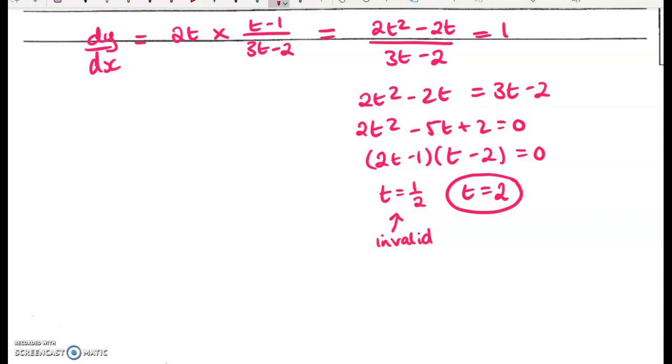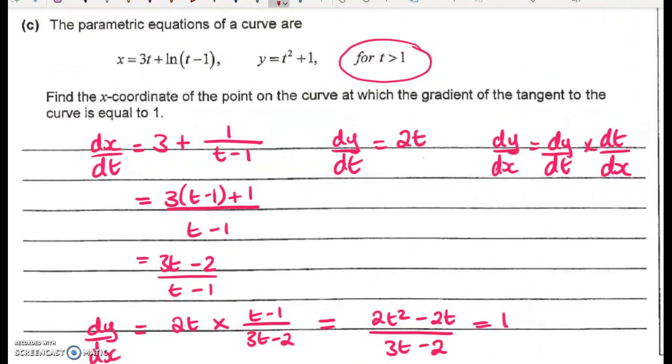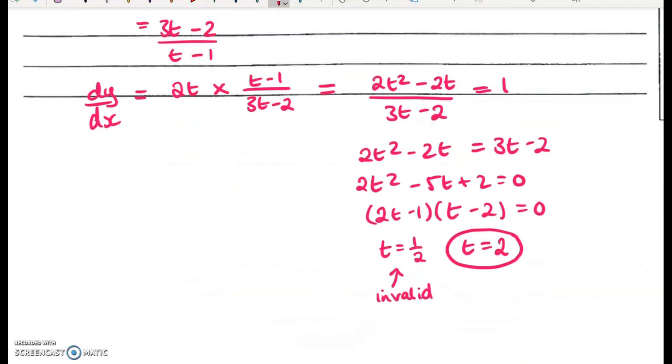Now, we're not quite finished because the question asks for the x-coordinate. So we take this here and we need to put in that t is equal to 2, and then we can work out x.